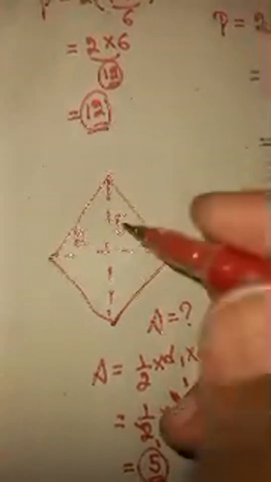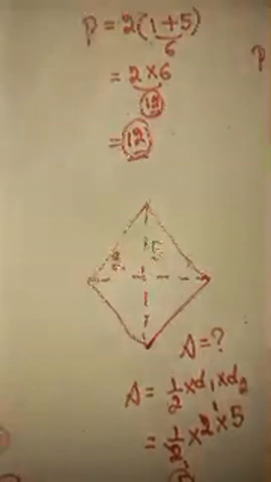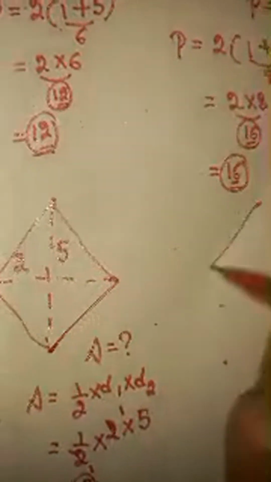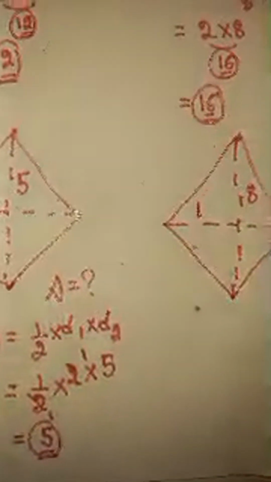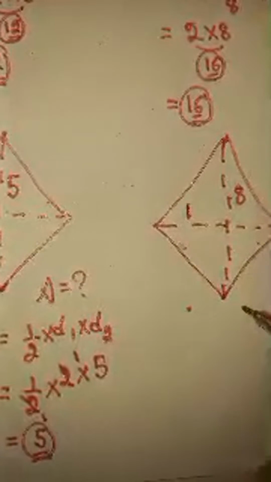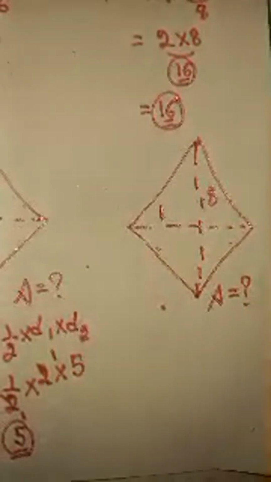5 square units is the area of this kite. Let's take another kite, and in this kite they have given one diagonal as 1 unit and another diagonal as 8 units. Now you need to find out what's the area of the kite.